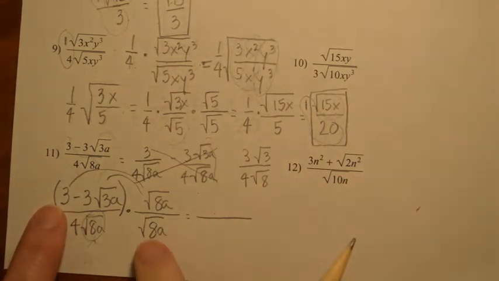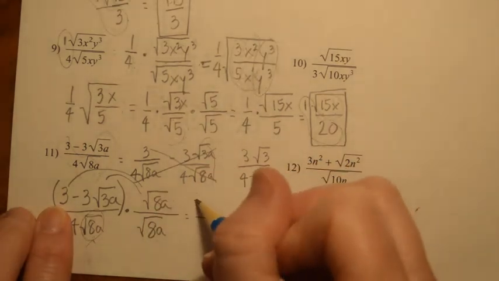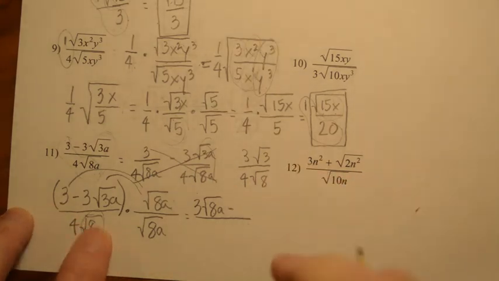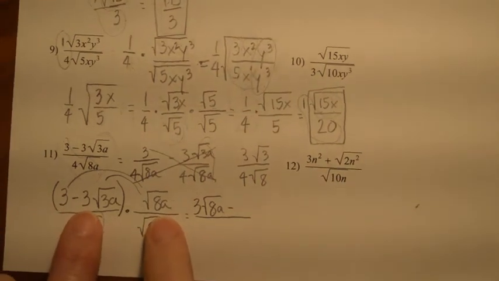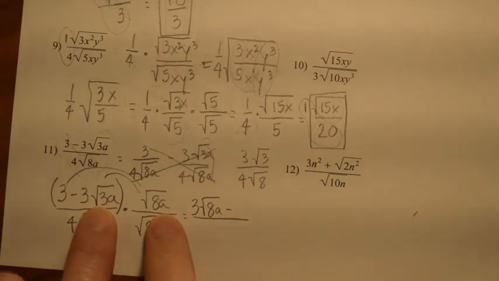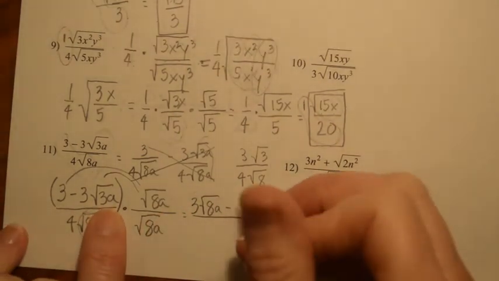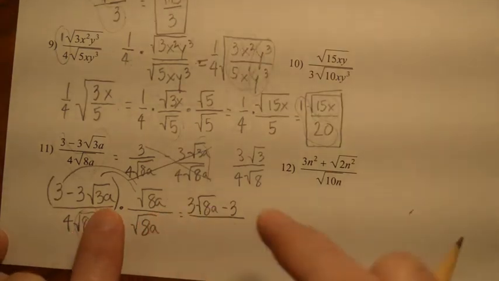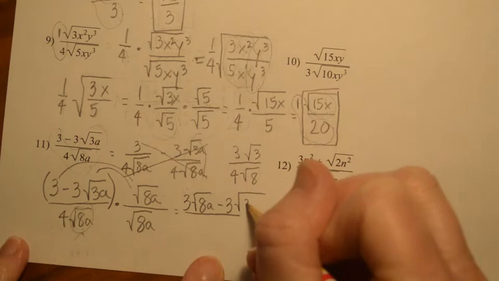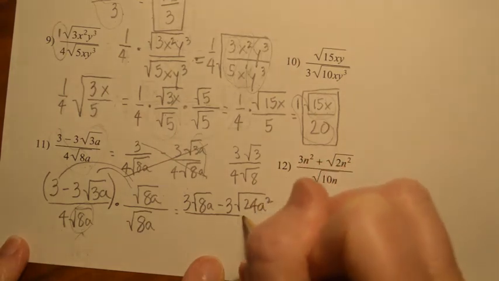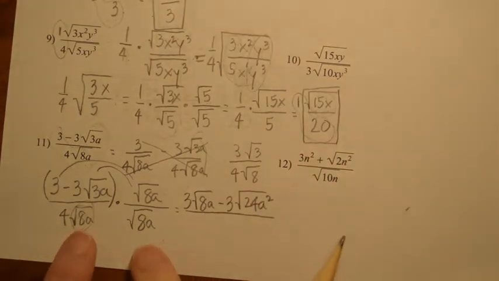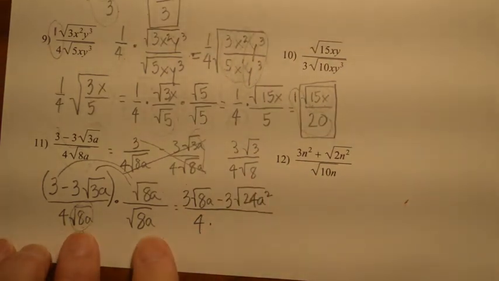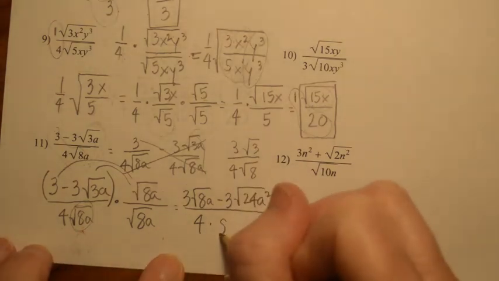In the numerator, when we take 3 times the square root of 8a, we just push them together, we get 3 times square root of 8a, minus, now we do it again, but here, because we do have a radical, I'm going to combine the things that are under the radical. So this is going to be a minus 3 times the square root of 3 times 8 is 24, and a times a is a squared, so this is 24a squared. In the denominator, I've got this 4 still, and then square root of 8a times square root of 8a is just 8a.